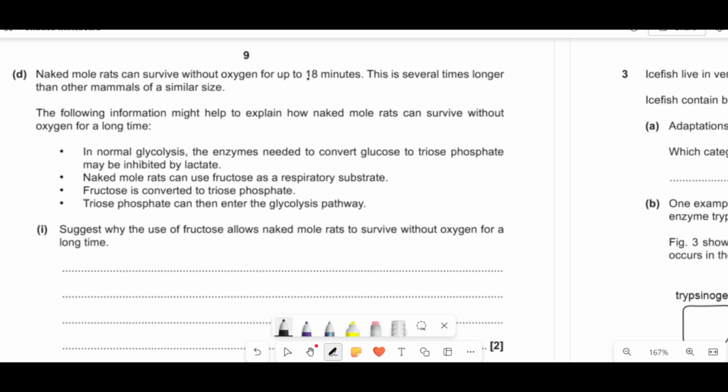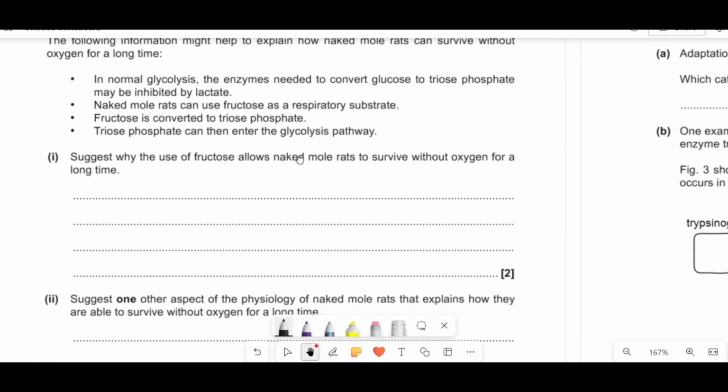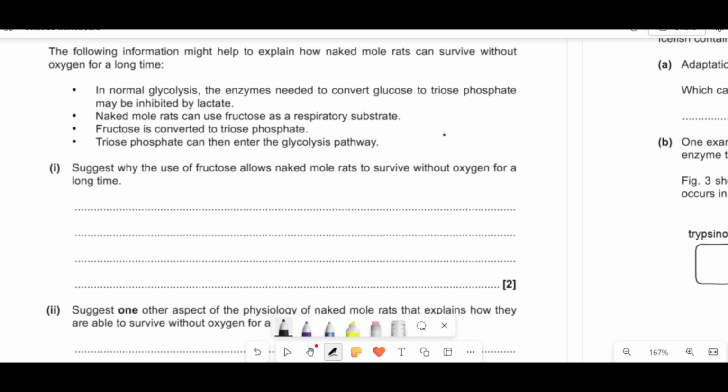Naked mole rats can survive without oxygen for up to 18 minutes. This is several times longer than other mammals of a similar size. The following information might help to explain why they can. In normal glycolysis, the enzymes needed to convert glucose to triphosphate may be inhibited by lactate. Naked mole rats can use fructose as a respiratory substrate. Fructose is converted to triphosphate, and triphosphate can then enter the glycolysis pathway. Suggest why the use of fructose allows it to survive without oxygen for a long time.